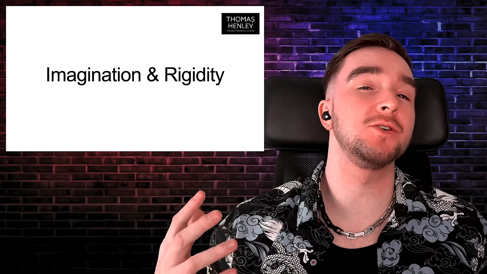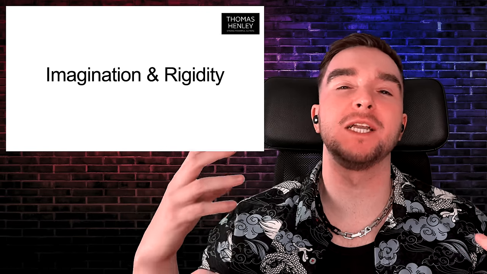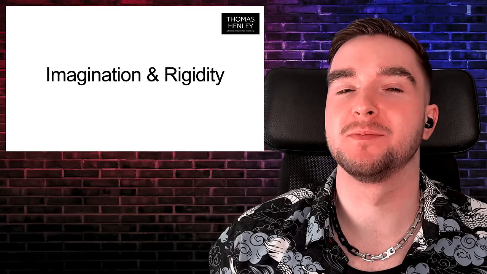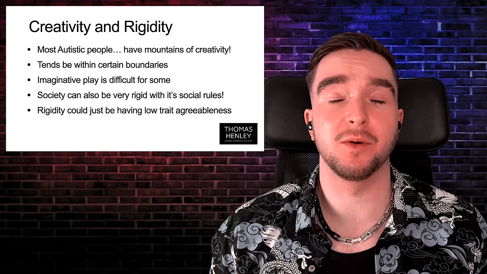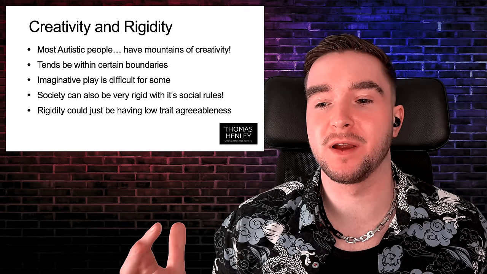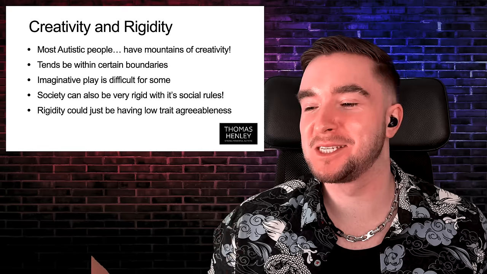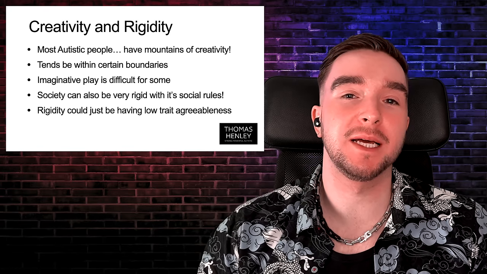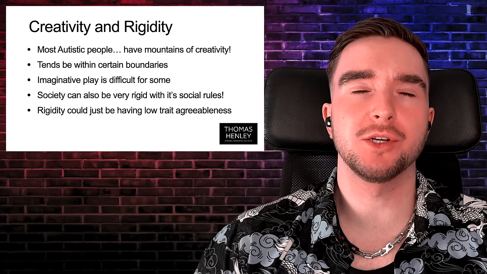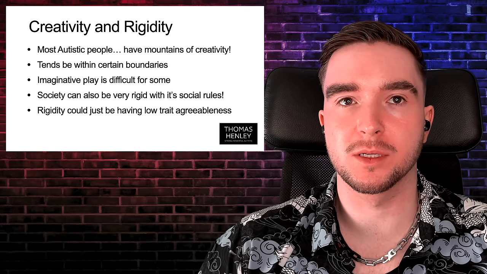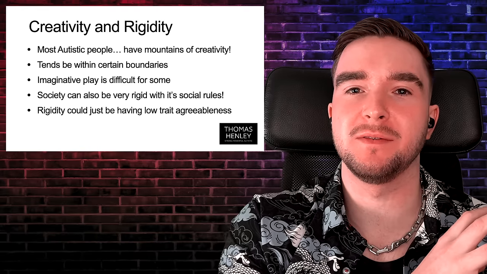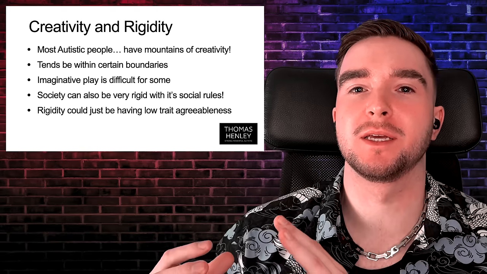So we've talked about social behavior, but what about imagination and rigidity? Rigidity of thoughts and behaviors. There is a stereotype for autistic people that we tend to be very good at maths, physics, and coding. There's kind of very mathematical, system-based disciplines. Not a lot of subjectivity and creativity involved. But the majority of autistic people that I come across tend to fall a little bit more towards the side of creativity than the side of logic and systems.